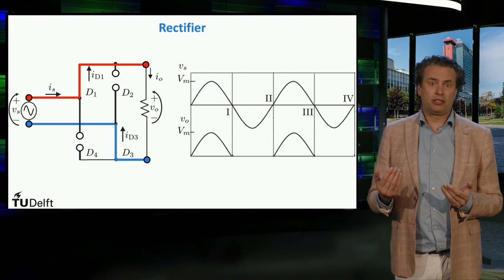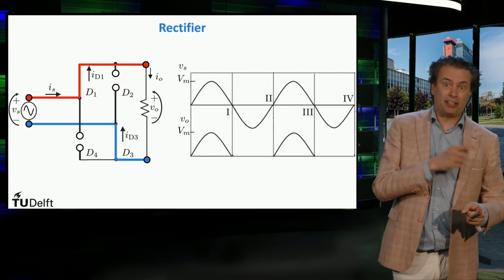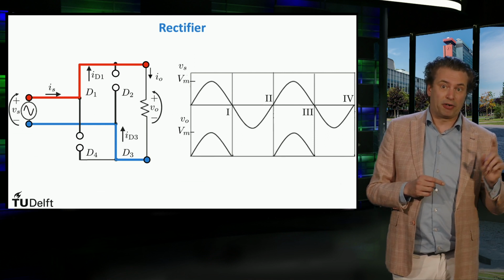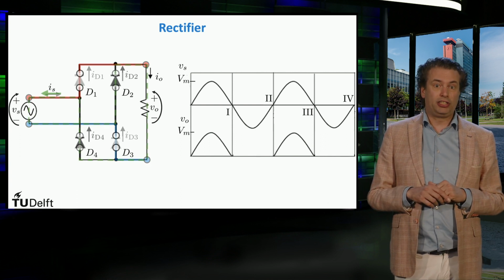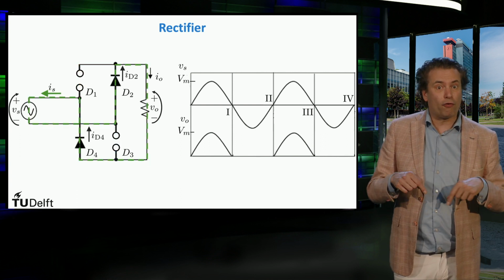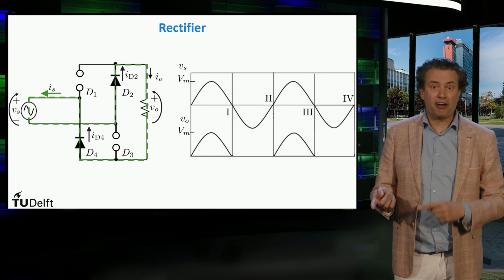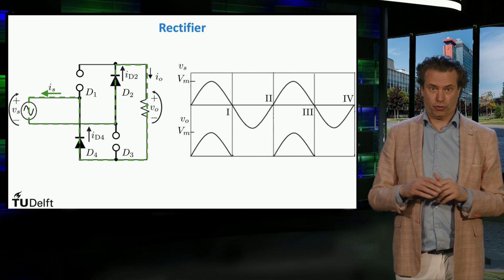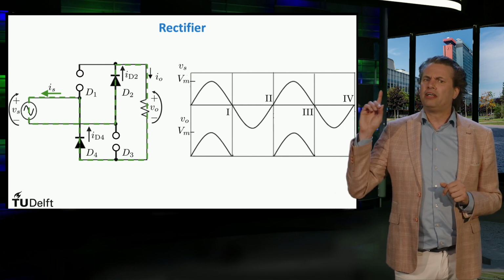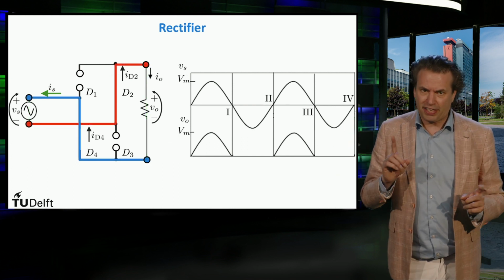On the other hand, when the voltage signal is negative, which corresponds to time periods 2 and 4, diodes D2 and D4 are in forward bias and will conduct, and diodes D1 and D3 are in reverse bias and will block the current. Notice that the direction of the arrows are different in this case.